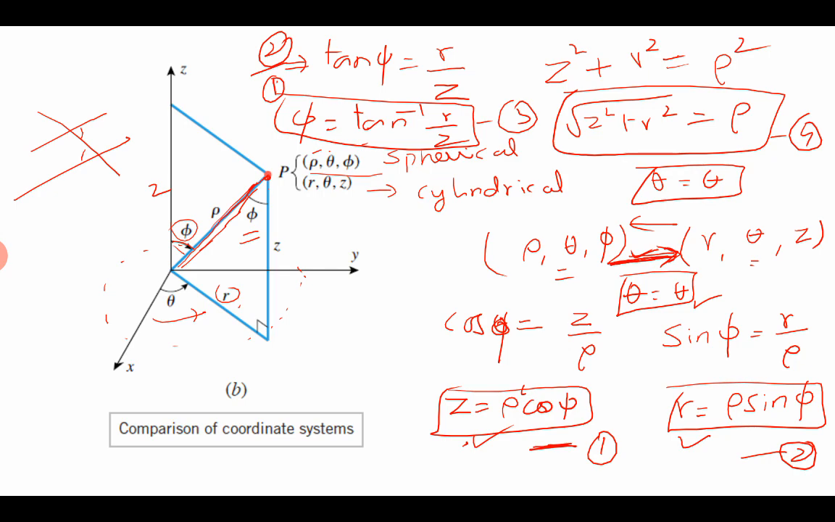So we have seen 4 different conversions. The remaining ones are spherical to rectangular and rectangular to spherical. Okay, here we go.